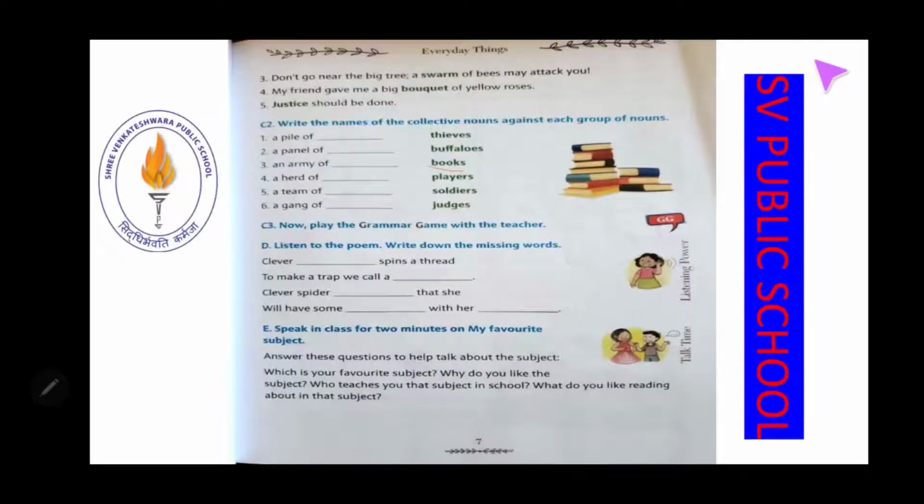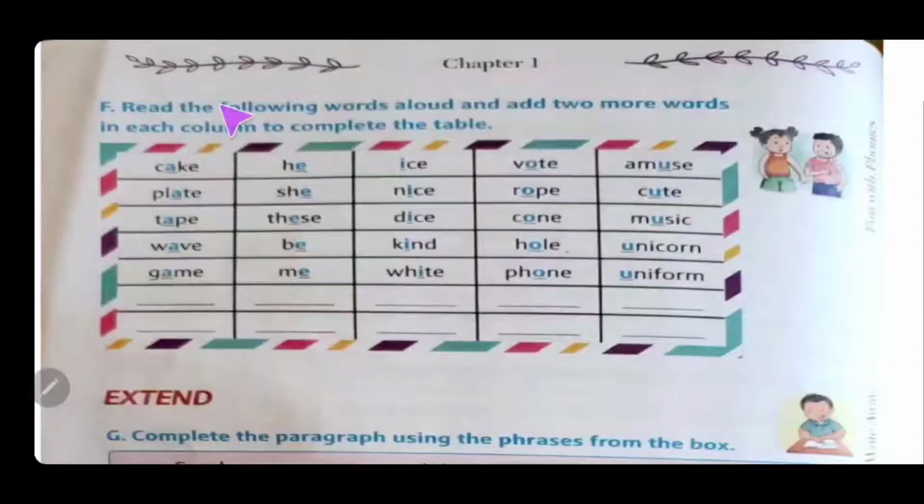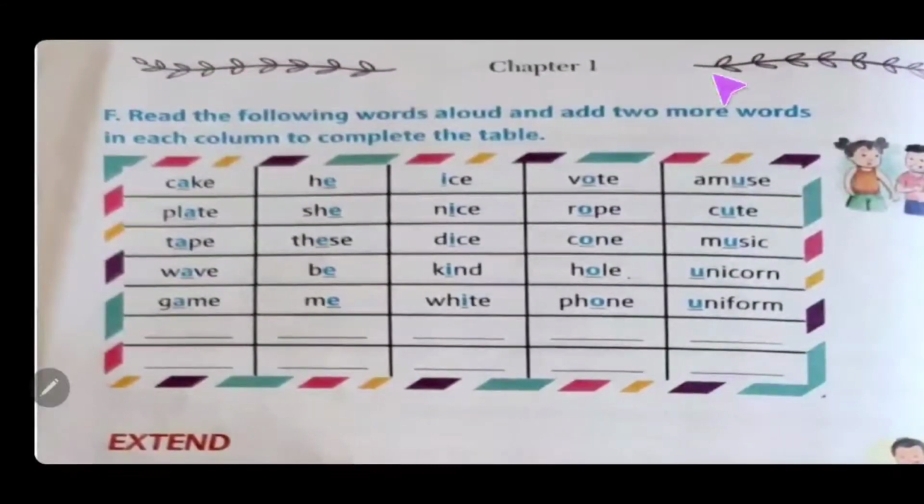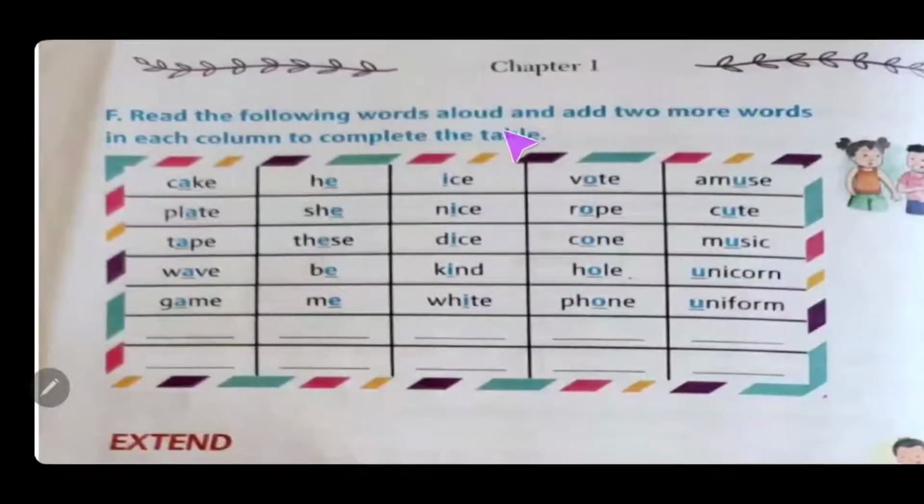Now, let's move on to the next question. Read the following words aloud and add 2 more words in each column to complete the table. So here, what you have to do, we are given a table, right? This is the table and we are given 5 columns: 1, 2, 3, 4, 5, right? So we are given words in each column.